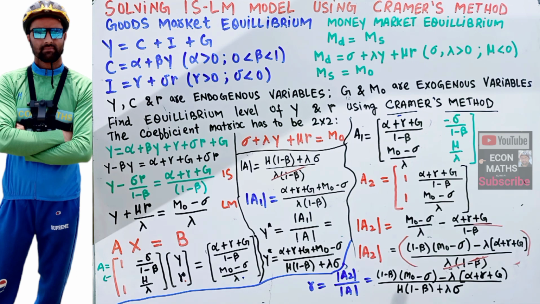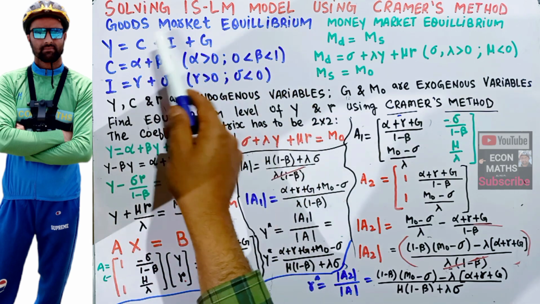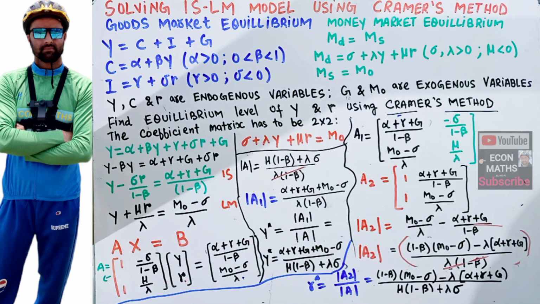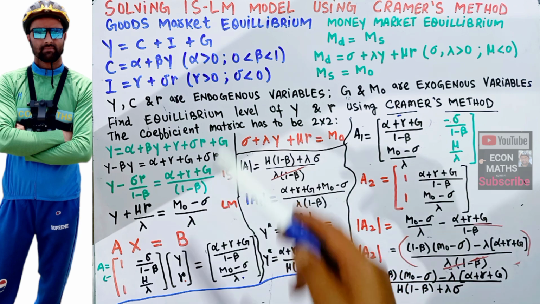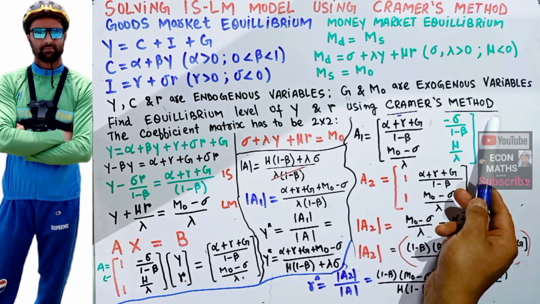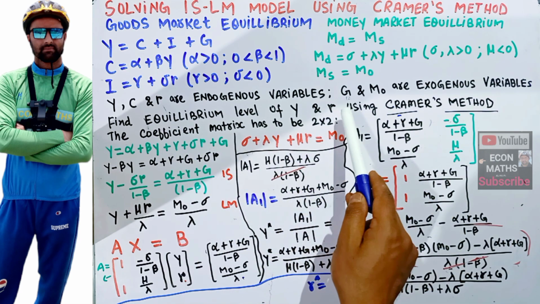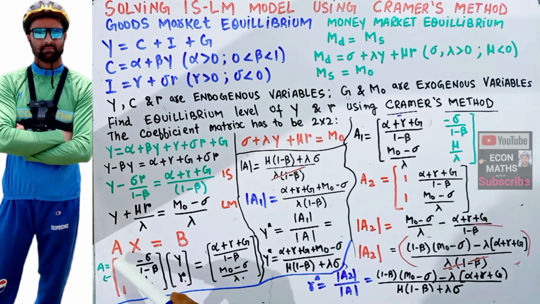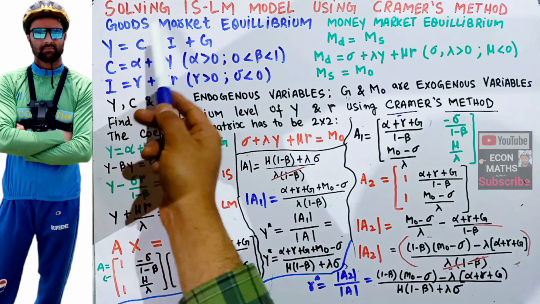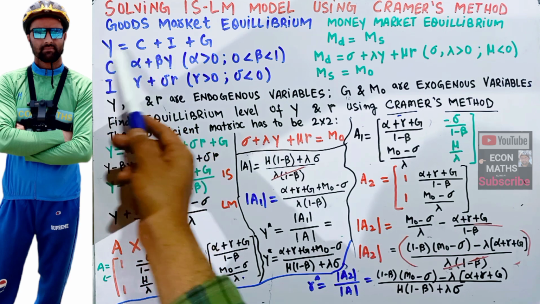So these are what we call the equilibrium level of interest rate, and this is our equilibrium level of income. I hope I make myself clear. The question was, goods market equilibrium was given by this, and money market was given by this. We were told to find the level of income and rate of interest using Cramer's method, and the coefficient matrix has to be of order 2 by 2. We have made it a 2 by 2 matrix, with 2 rows and 2 columns. So first we solved this expression and inserted the value of consumption and investment in this equation.